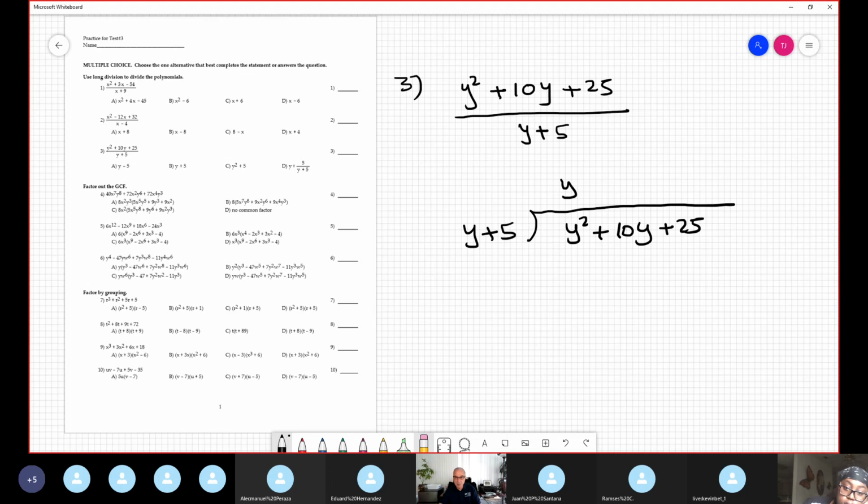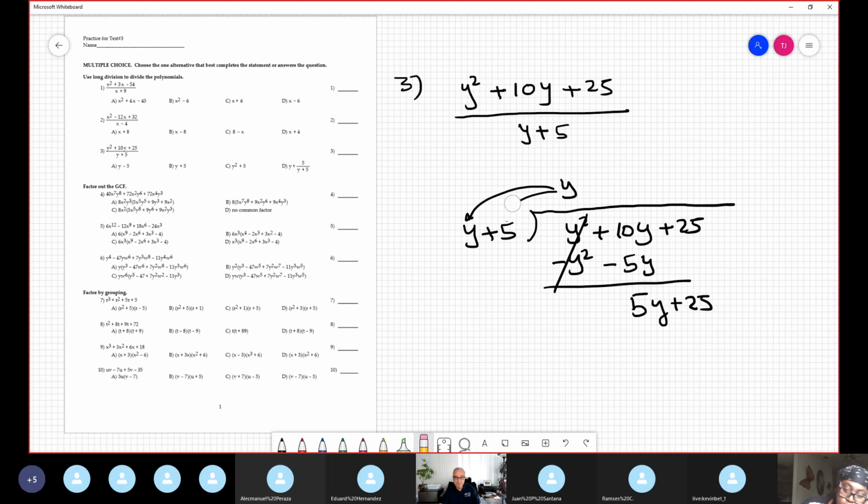Let's solve: y times y is y squared. And y times 5 is 5y. By subtracting, change the sign. This cancels, always happy, and this is 5y. 10y minus 5y. And bring down 25.